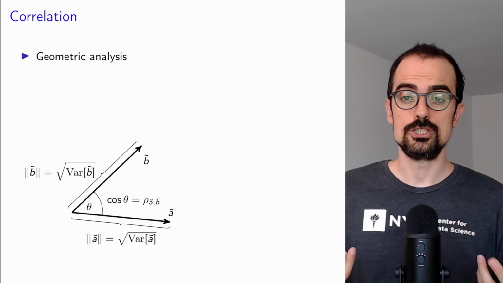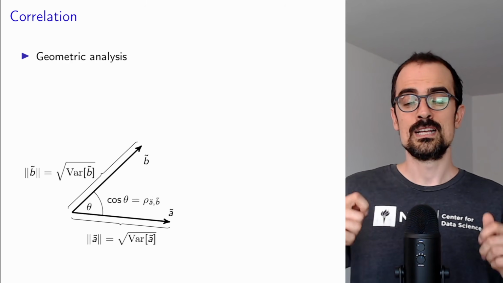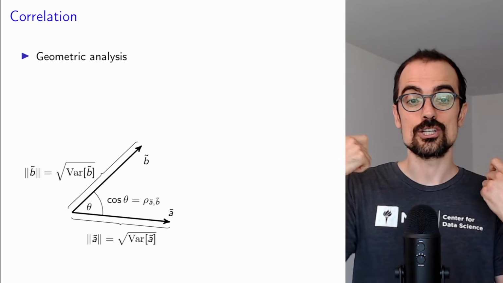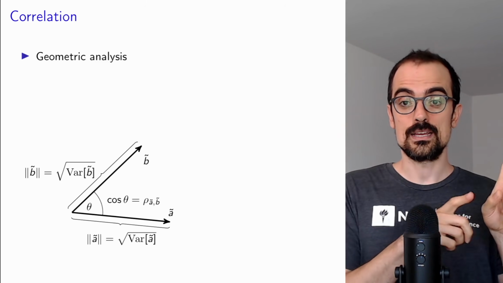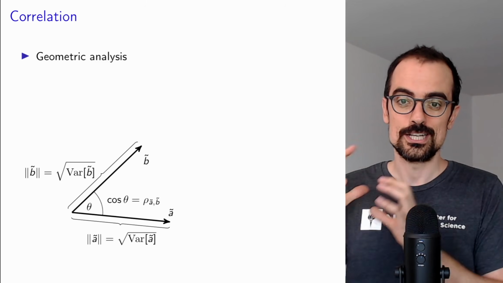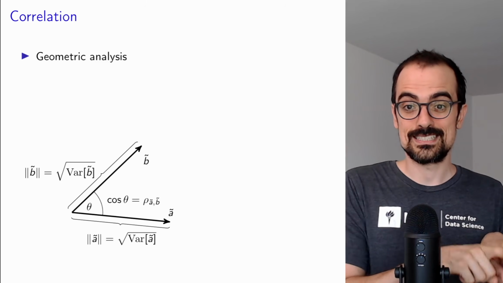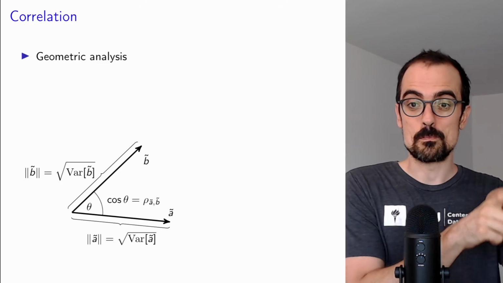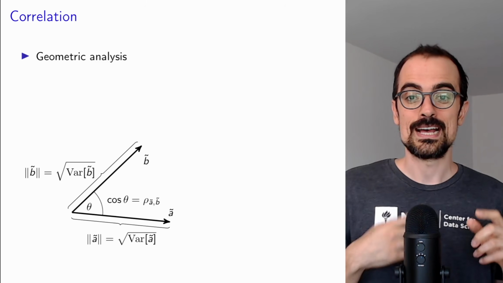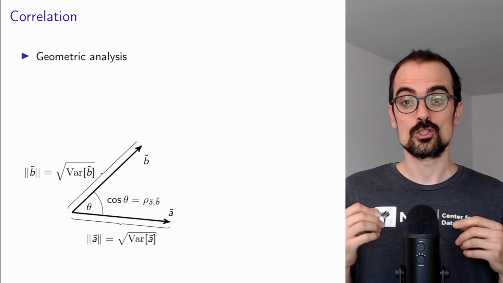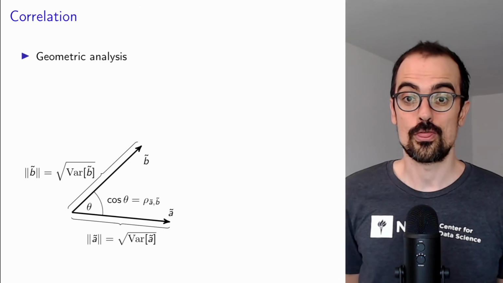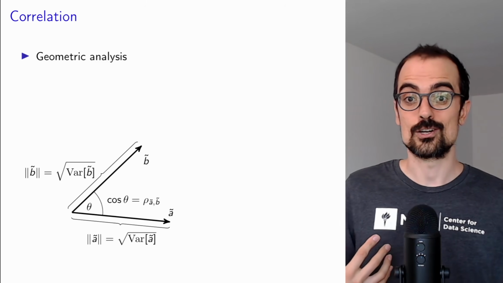Correlation has a beautiful geometric interpretation where random variables are vectors. The length of that vector is the standard deviation of the random variable. And if you consider the angle between the vectors, the cosine of that angle is the correlation coefficient, so that when the angle is 0, so that the cosine is 1, that means complete dependence between the two variables, so the two vectors are on top of each other. And when the angle is 90 degrees, so that the cosine is 0, that means that the two vectors are orthogonal and the variables are uncorrelated.